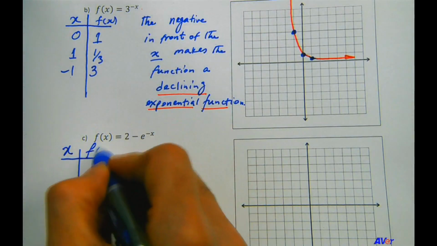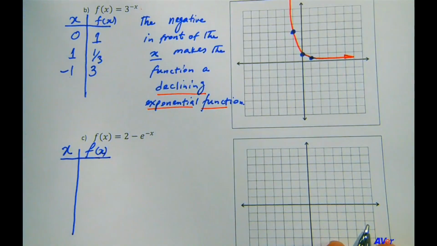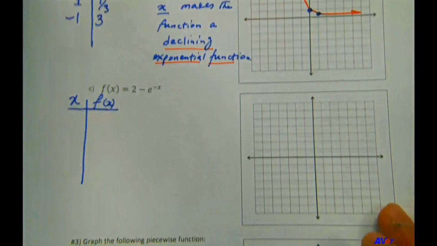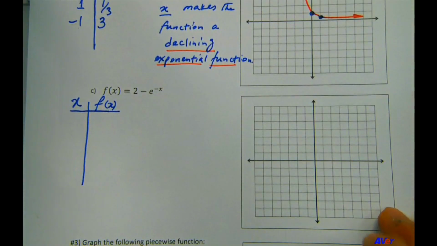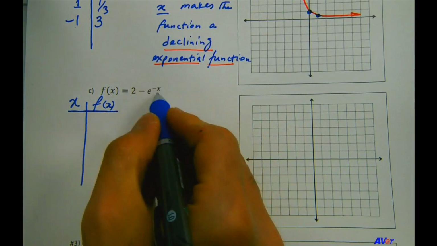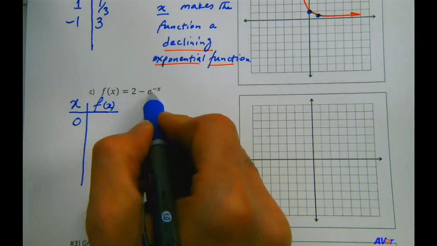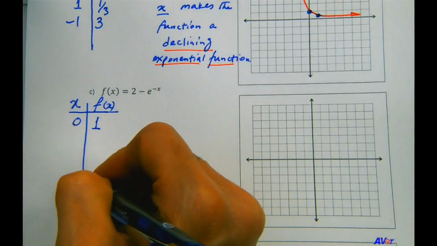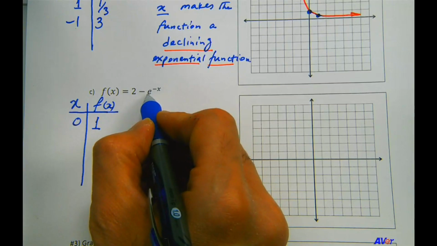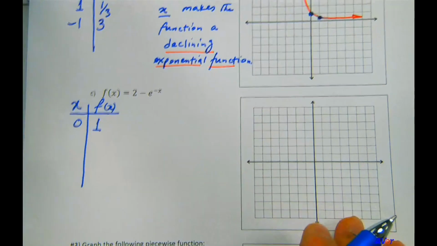So x and f of x. Okay? Like that. All right. So let me pick some easy numbers again. Easy numbers would be 0 for sure. So anything to 0 power is 1. 2 minus 1 is 1. Right? This whole thing, if x is 0, this whole thing reduces to 1. 2 minus 1 is 1 again. So that was an easy choice.